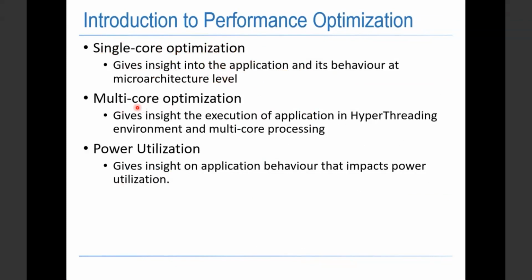The second one here, we have the multi-core optimization. So this involves multi-processors, in which you are going to get an insight into the execution of the application in hyperthreading. We are going to use the hyperthreading environment and multi-core processing. There are two methods that you're going to learn inside the multi-core optimization.